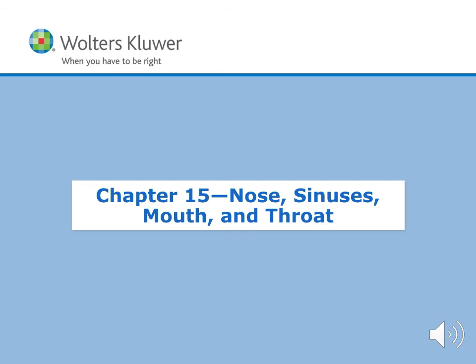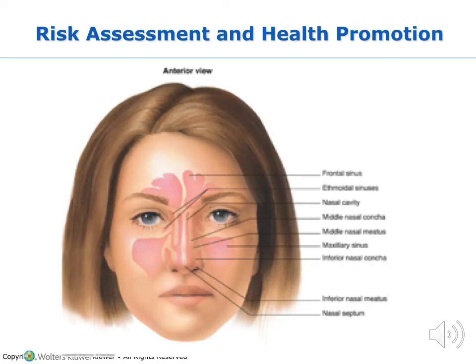Moving on to the nose, sinuses, mouth, and throat. This is a picture of the sinuses, and you'll note that the frontal sinuses are above the eyebrows, the maxillary sinuses are on either side of the nose, and then the smaller sinuses are deeper, sort of in between the eyes.